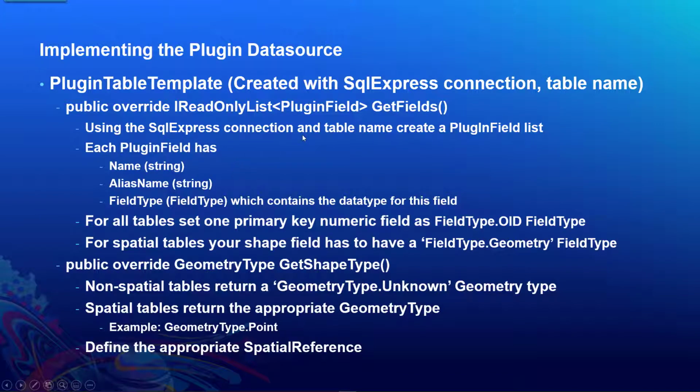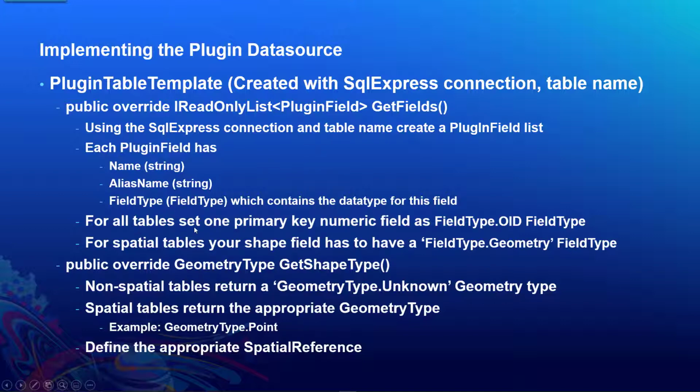Now, on the plugin table template, I have to perform an update to various methods. And as specified earlier, I have the SQL Express connection and the table name as inputs on my plugin table template. I have to override GetFields, and using the SQL Express connection and table name, I can create a plugin field list comprised of the names, the alias names, and the field types of all my columns in my data rows.